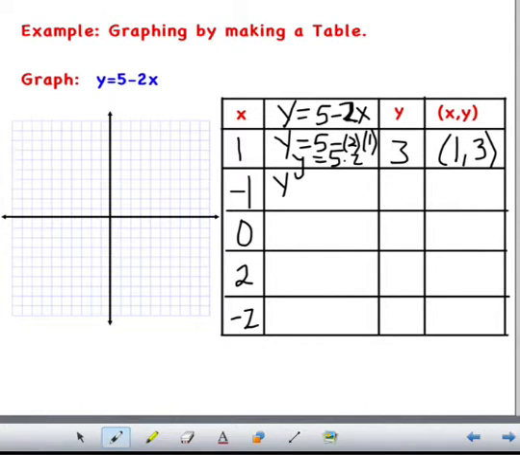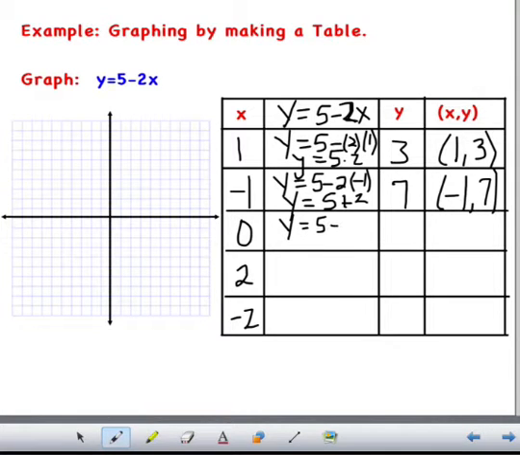Plugging in -1, y equals 5 minus 2 times -1. So that's really y is equal to 5 plus 2, which is 7. So my ordered pair is (-1, 7). Plugging in my next one, y is equal to 5 minus 2 times 0. So y is equal to 5 minus 0, which is just 5. So my ordered pair is (0, 5).